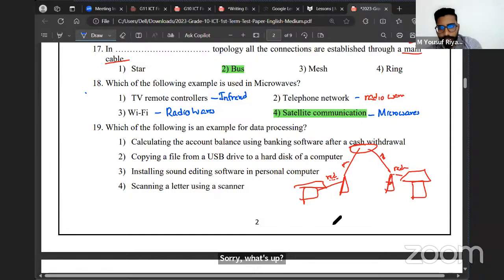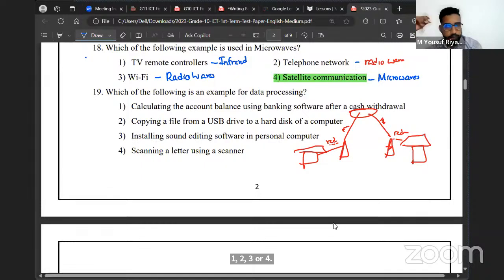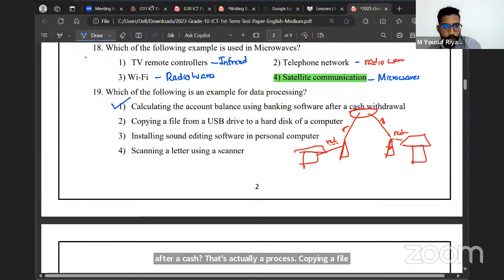Easy. The next one. Which of the following is an example of data processing? One, two, three, or four? Calculating the account balance using banking software after a cash withdrawal. That's actually a process. Copying a file from a USB drive to a hard disk is not a computer process, it's a process you do manually. Installing sound editing software on a personal computer is also a manual process, not data processing. Scanning a letter using a scanner is also a manual process, not data processing.